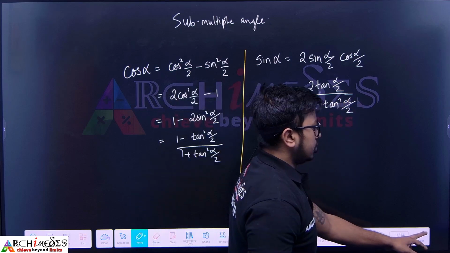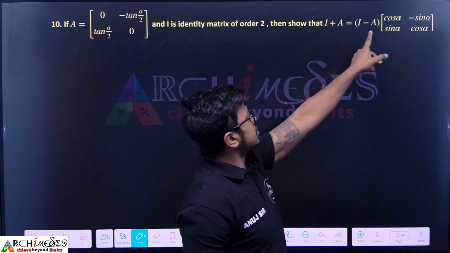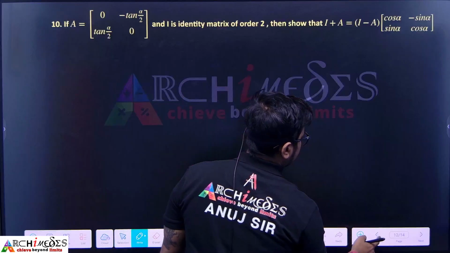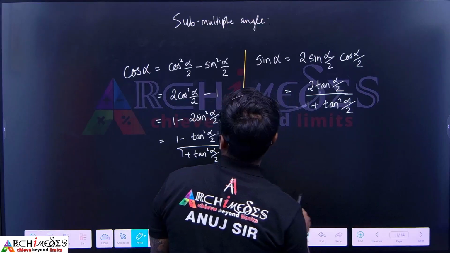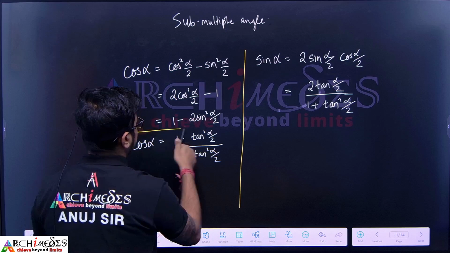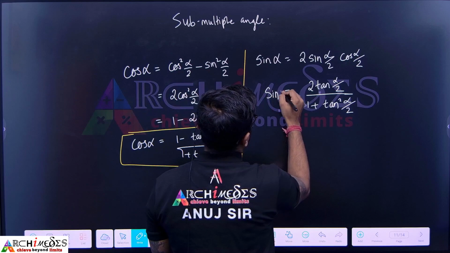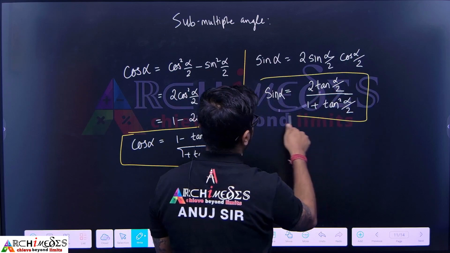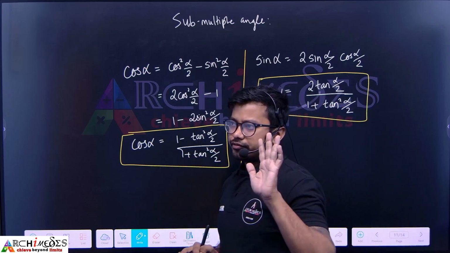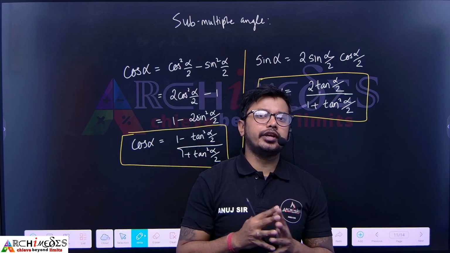Now if you see this question, here is tan alpha by 2, here is tan alpha, here is cos alpha and sin alpha. So I'll convert everything in terms of tan alpha by 2. That means I'll apply this formula for cos alpha and this one for sin alpha, because they contain tan alpha by 2. So everyone, for 5 to 8 minutes, please first concentrate over here. I'm giving a nice quick tip.